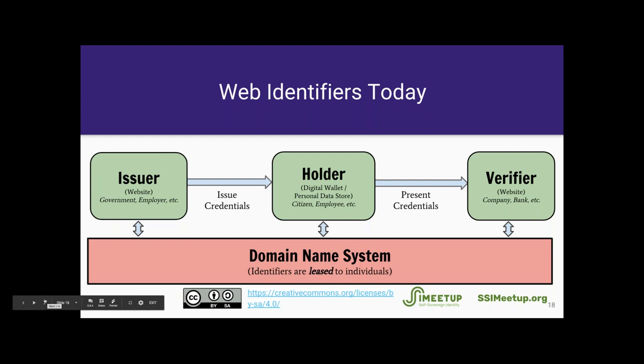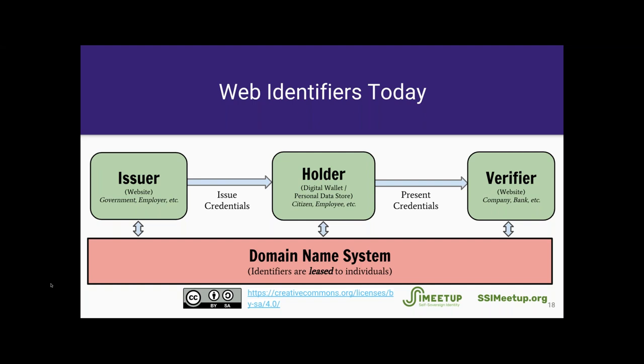And one of those is that you never really own an identifier in the DNS system. You rent it, you lease it, right? So if you go to a domain name registrar and you say, I want drummondreed.com or your company address.com, what you're doing is you're leasing that address on a yearly basis. And if you stop paying for that address, that domain name address, it's taken away from you and sold to someone else, sold to the highest bidder. So that's one of the problems with web identifiers today.